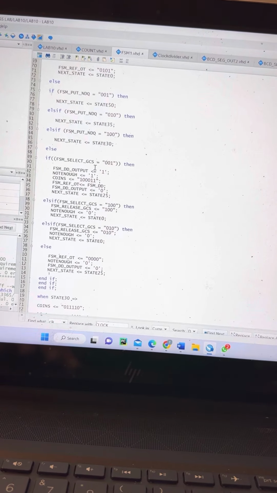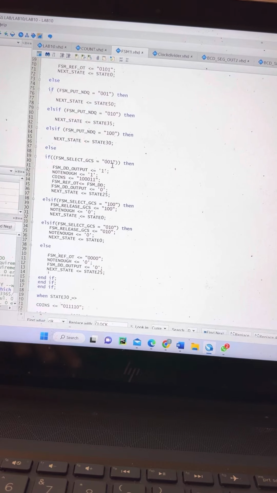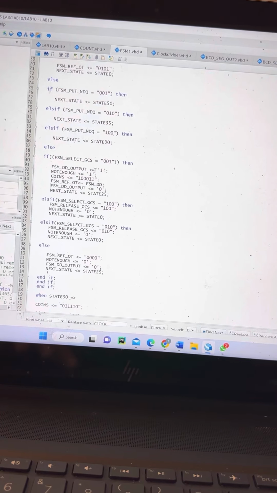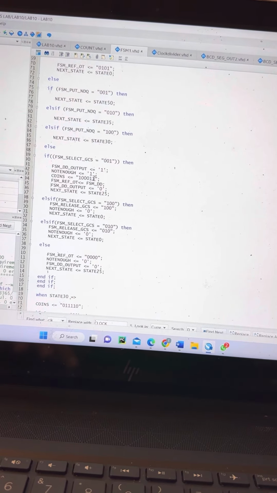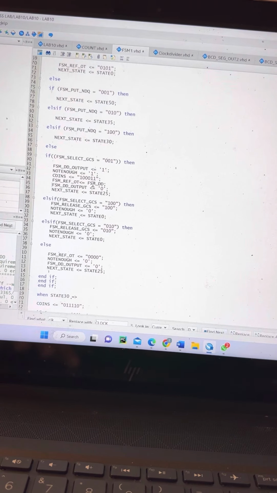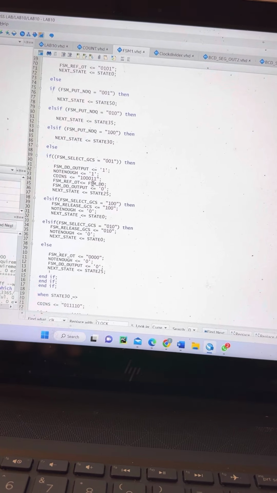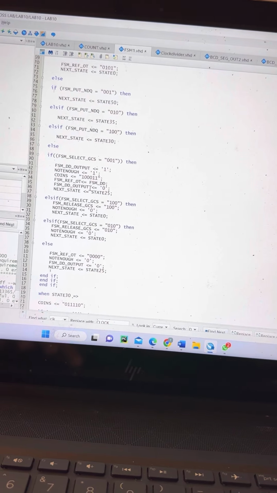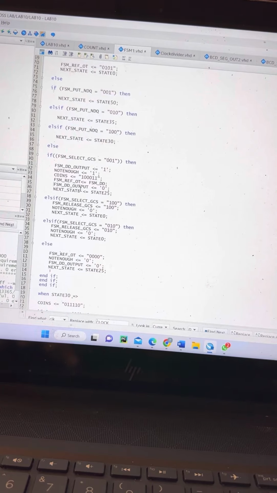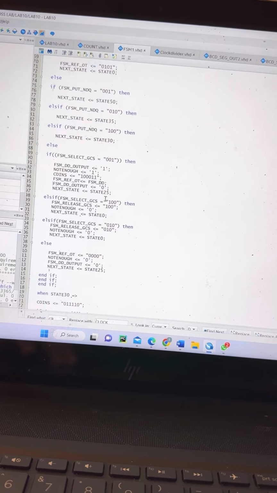Moving on, selecting our gum, candy, soda. When we select soda, our DD output should be 1 and not enough should be 1, and our coins is going to be 1, 0, 0, 0, 1, 1. Our REF output will be directed from the FSM DD, and our output is going to be 0. So the next state is going to be state 25.